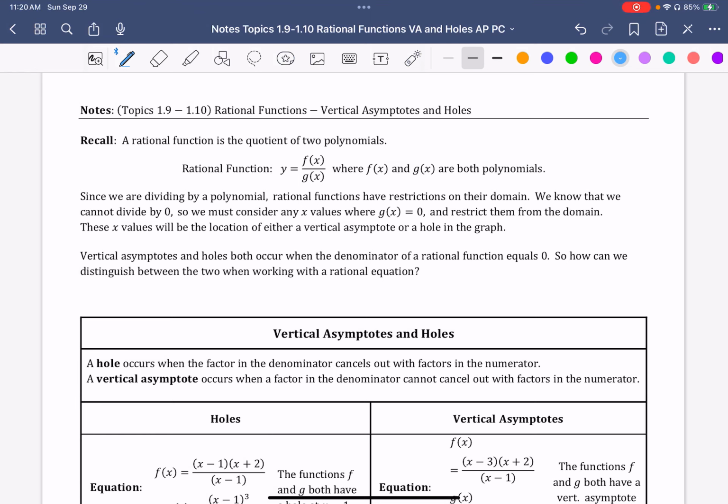Hey you guys, welcome back to another video. Today we're going to be combining lesson 9 and 10. We're going to be covering the vertical asymptotes and holes of rational functions.